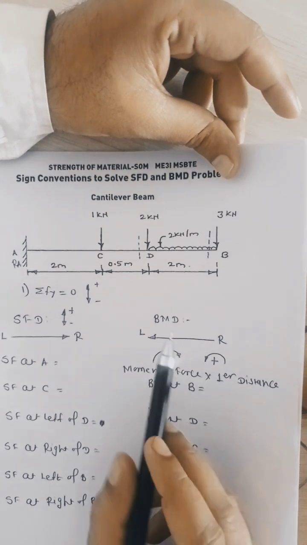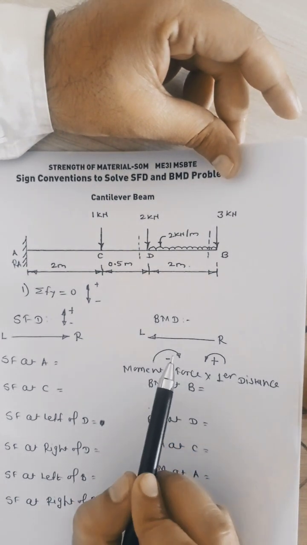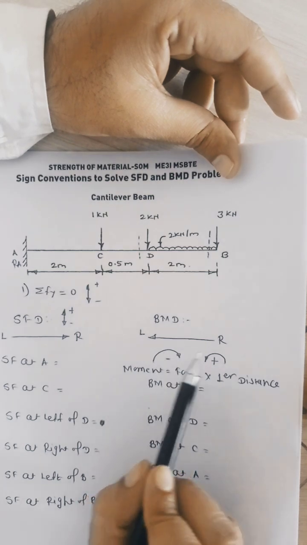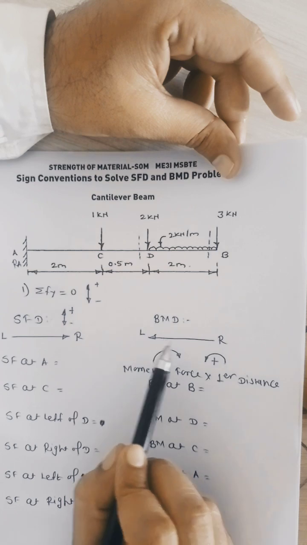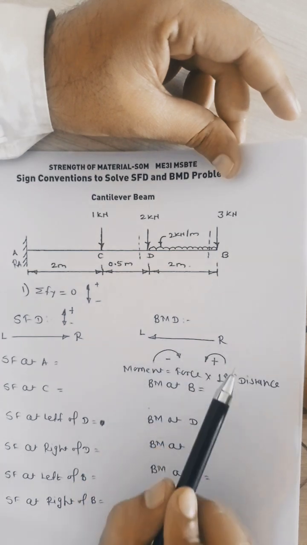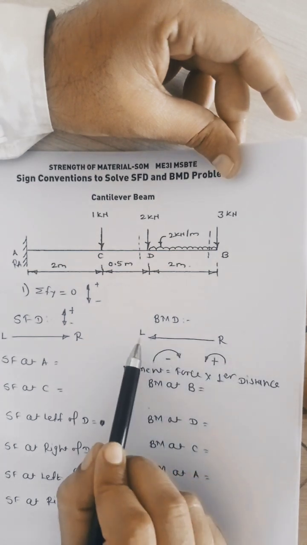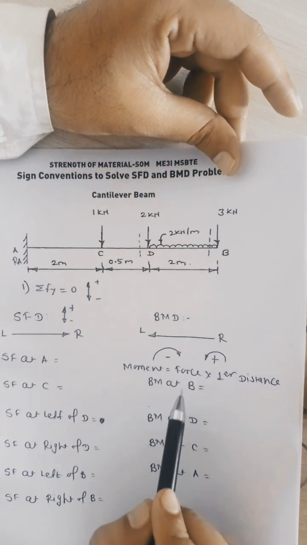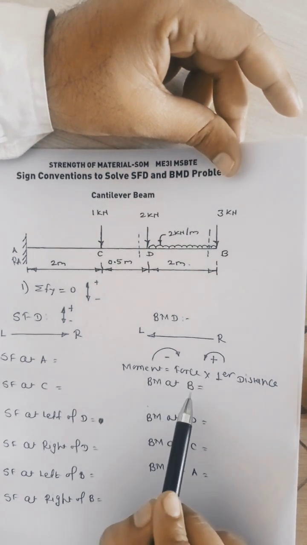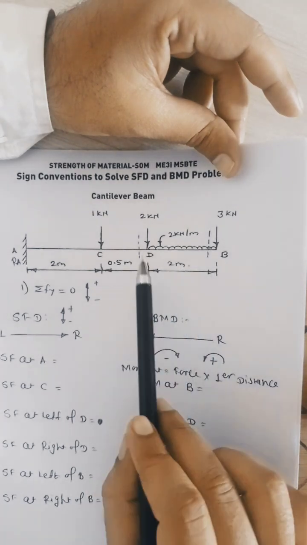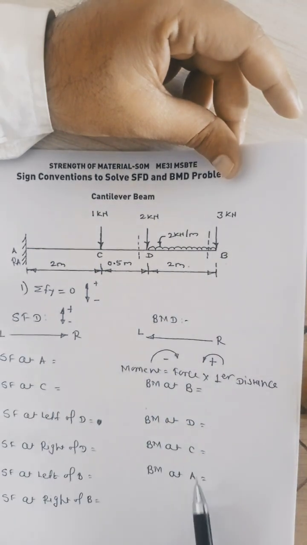Next will be the BMD. For BMD, we have to move from the right hand to the left hand. So look at the sequence to write the names: BM at B, BM at D, BM at C and BM at A.